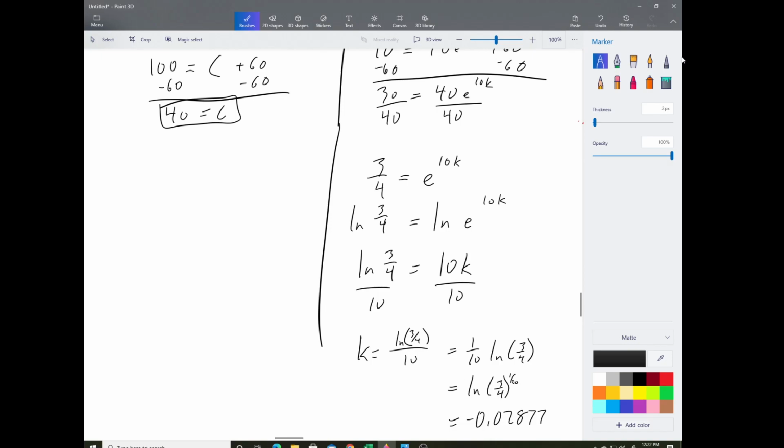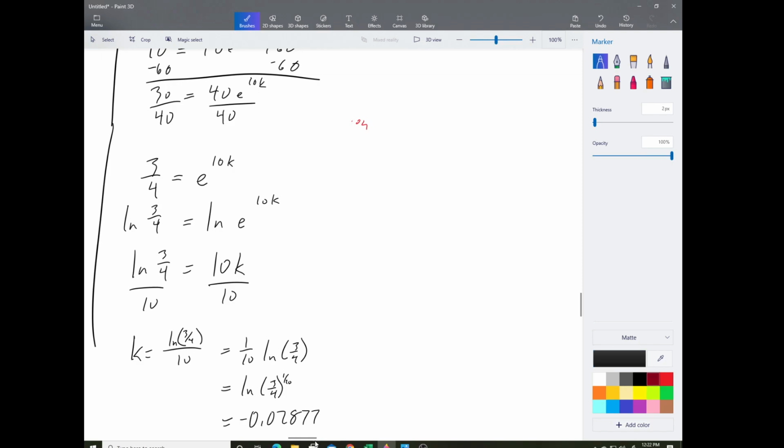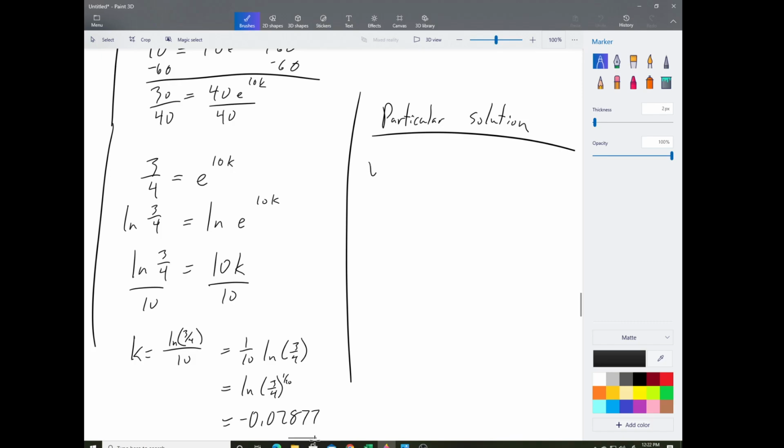All right, so we found our equation now. So our particular solution for our situation is that y is going to equal 40e to the negative 0.02877 t plus 60. That's our equation of the problem.